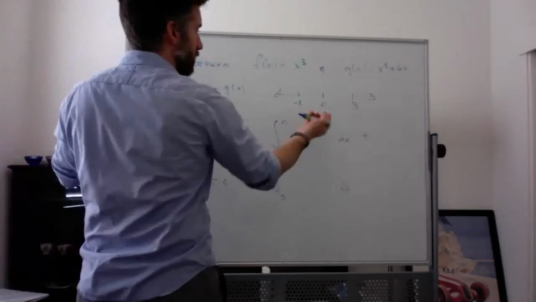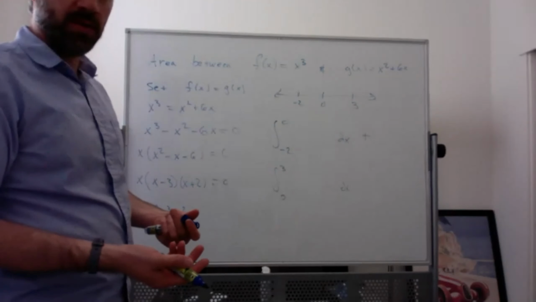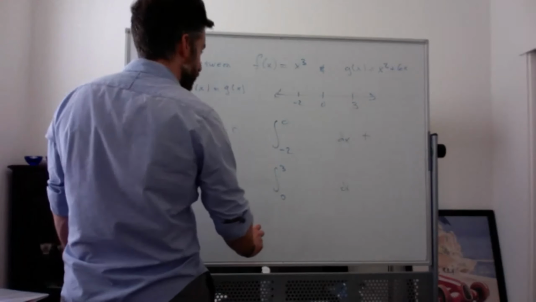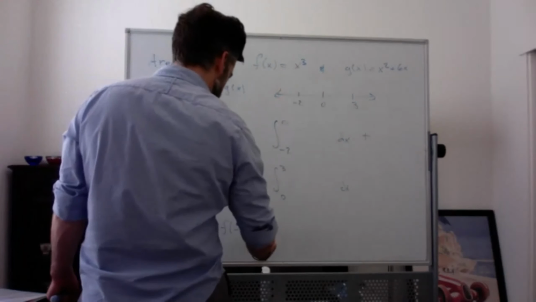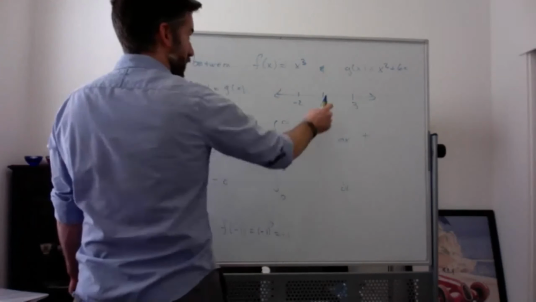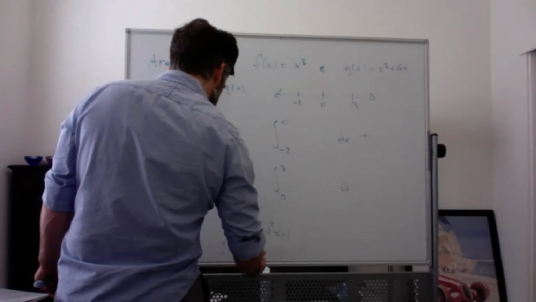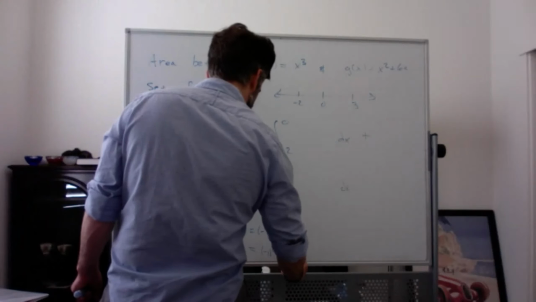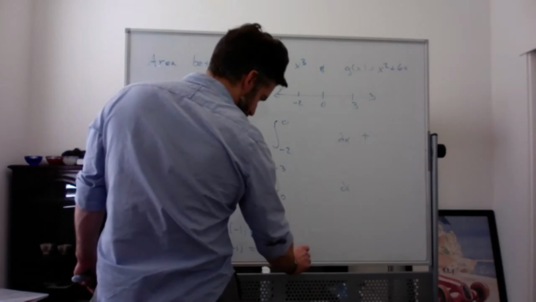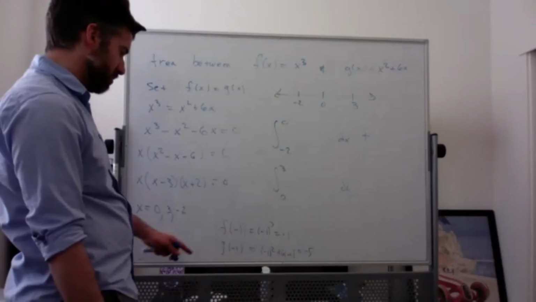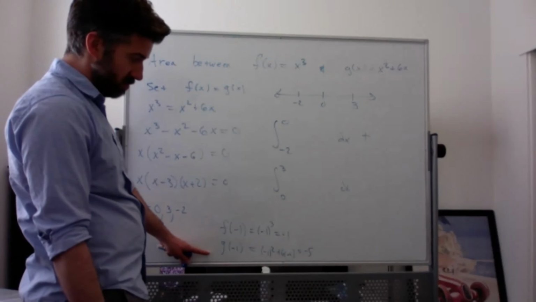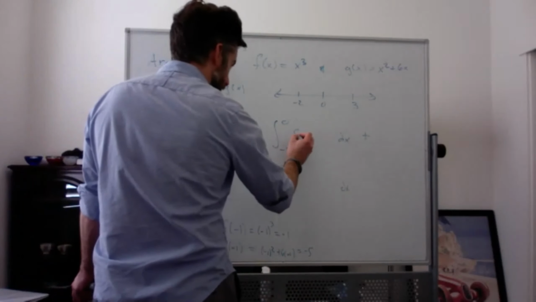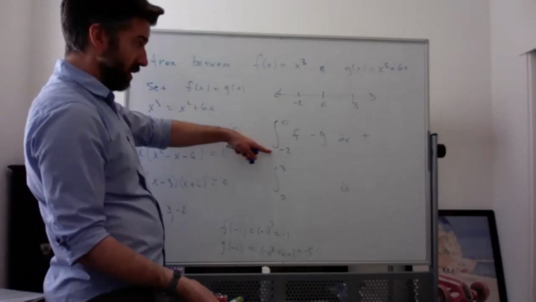So between negative 2 and 0, let's plug in negative 1 so we can see which of the functions is bigger. If I look at f of negative 1, I get negative 1 cubed, which is just negative 1. If I look at g of negative 1, I get negative 1 squared plus 6 times negative 1, which is 1 minus 6, negative 5. Which is bigger, f or g? So we're going to do f minus g on that interval from negative 2 to 0.